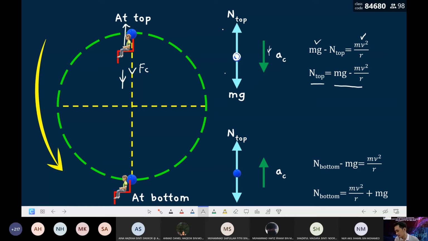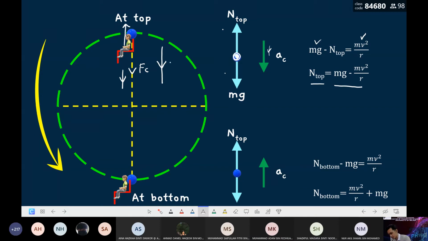Why, my question, why don't we do N top minus mg? Can anyone answer? Why don't we do N top minus mg equals mv square over R? Make mg the same direction as the centripetal acceleration. Correct. Because here, the centripetal acceleration at the top is downwards. It is towards the center.